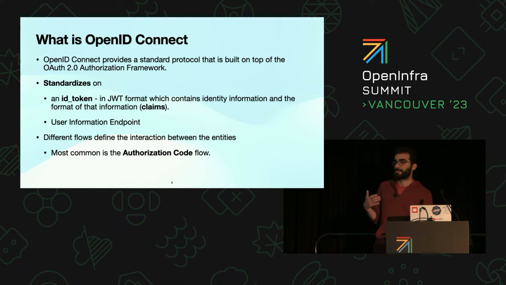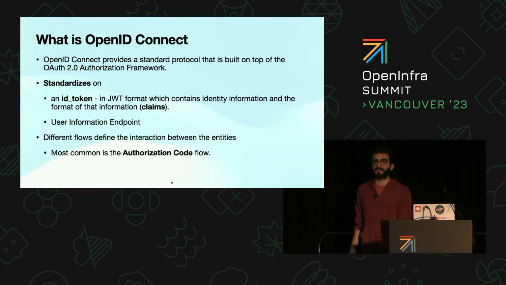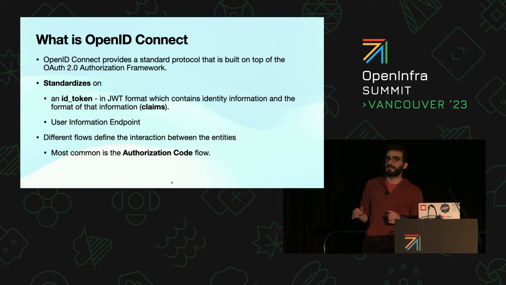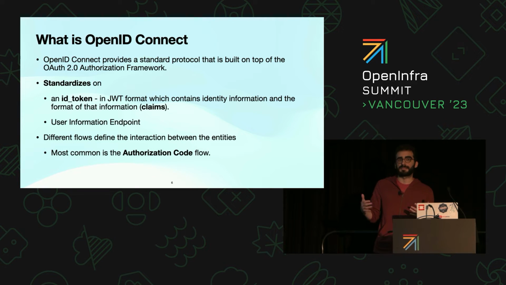OpenID Connect is what makes this possible. It provides a standard protocol that is built on top of OAuth 2, which is an authorization framework. OAuth 2 leaves a lot of things undefined and is usually mostly catered towards authorization. It doesn't specify how to represent a user's identity, and a lot of things that are necessary for having all of those different systems talk together in a way that they can understand each other.